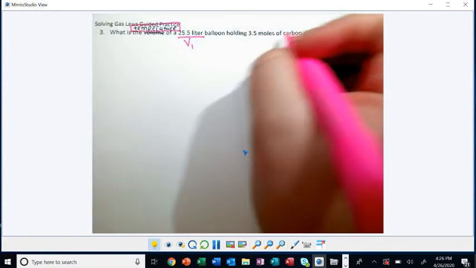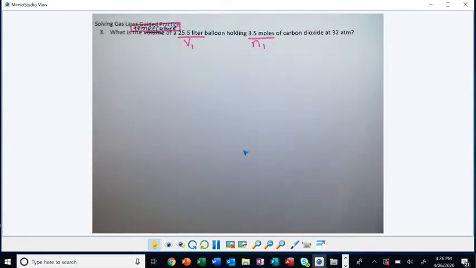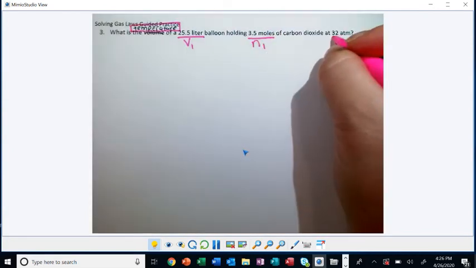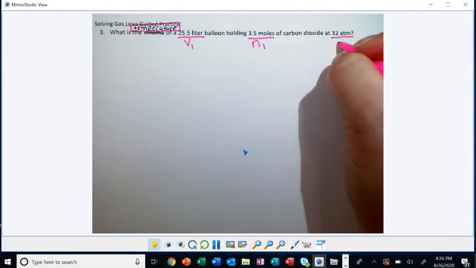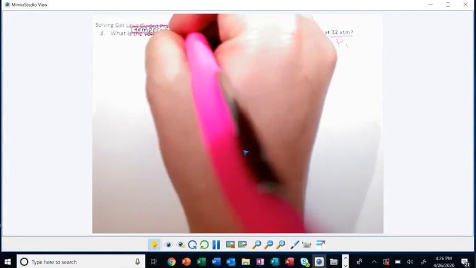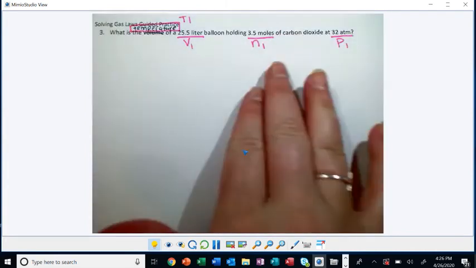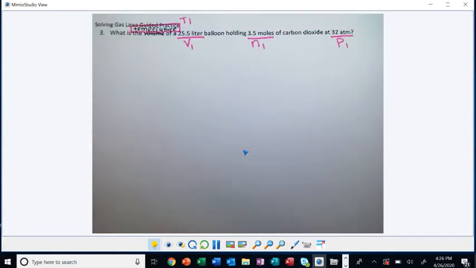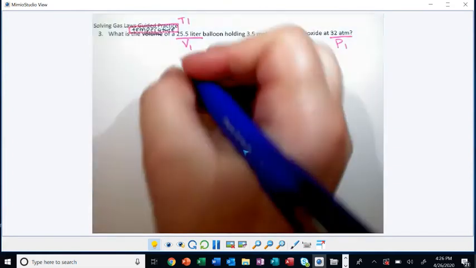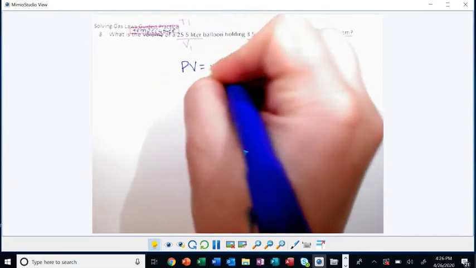Holding 3.5 moles. Moles is N. Of carbon dioxide at 32 atm. That is my pressure, P1. And temperature is T. All right, so I have one of every variable here. So I'm going to use the ideal gas law to solve this problem, which is PV equals nRT.